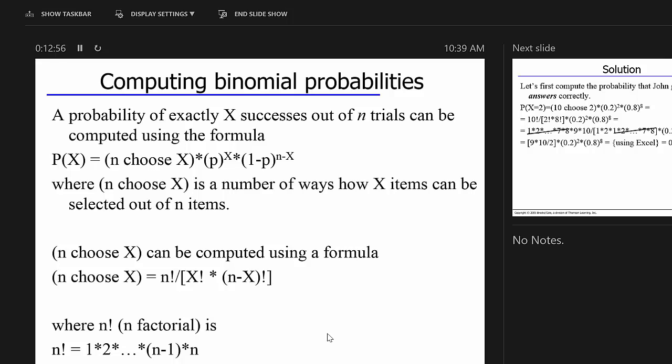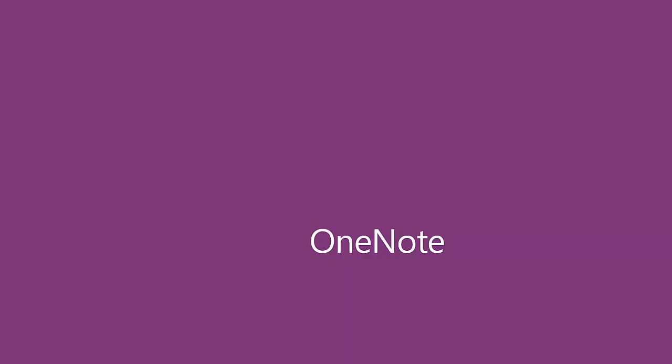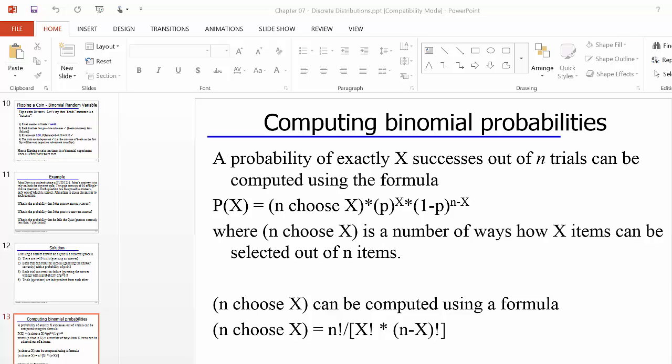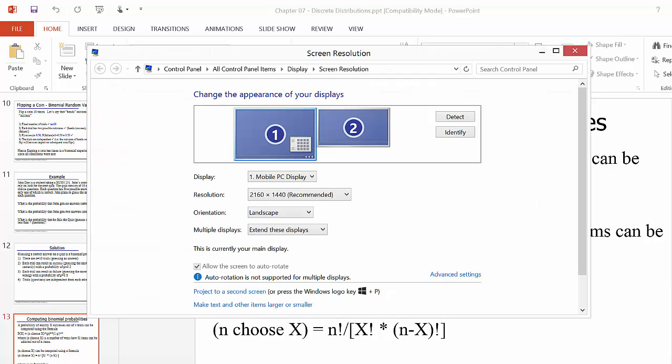So let me switch over to the note-taking application, and again, it doesn't show up on my main screen. Okay, hold on. I'm going to do this again. Okay.